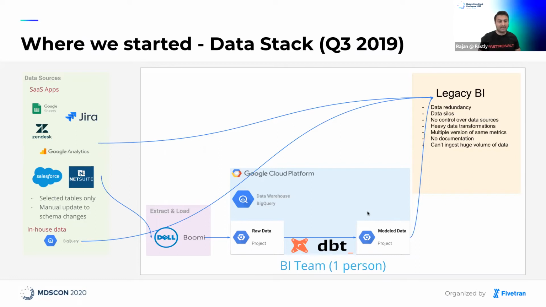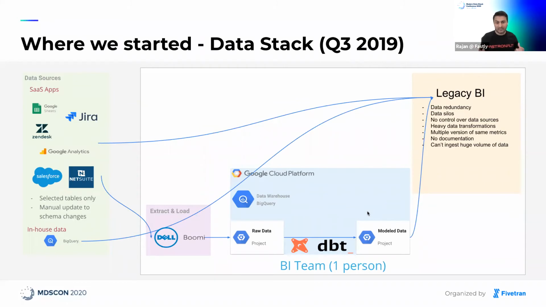Some of the challenges that we faced with this stack: if you talk about extract and load, we were only able to connect to very few applications, and we were only able to select some tables as and when we needed them. And if there were any changes to the underlying schema, we had to go and manually update and push that. So this was just a beginning. Most of the data from these applications was coming directly into this legacy BI application, where we have a lot of data from a ton of different places. So it was all over the place.